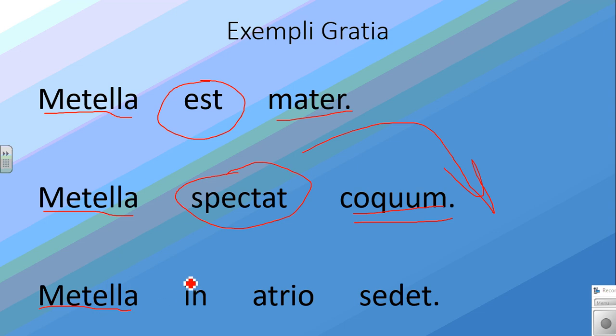And then finally, we have Metella in atrio. In is a preposition in Latin, just like it is in English, right? It means the same thing. It means in. Isn't that nice? So we bracket our prep phrase. We circle our verb. Metella sits in the atrium.